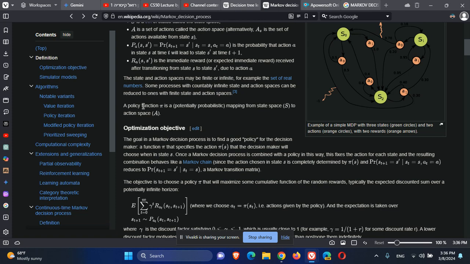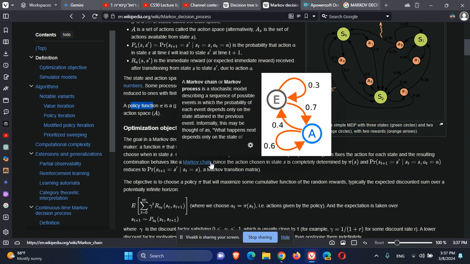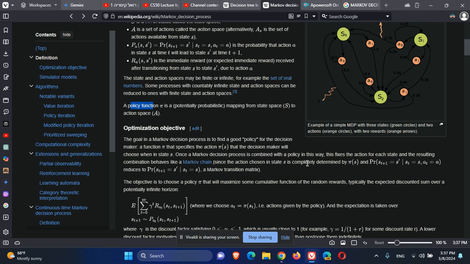The function pi, which is our policy function, satisfies that the action pi(s) is what the decision maker will choose when in state s. Once the Markov decision process is combined with a policy in this way, this fixes the action for each state and the resulting combination behaves like a Markov chain, as we discussed. Since the action chosen in each state is completely determined by pi(s), the probability of moving to the next state, given the action, reduces to the probability of the next state given the current one, a Markov transition matrix. Basically, once we have a policy, we've already decided where to go, and then it behaves like a Markov chain, because we've already decided in which state where to go. I know pi(s), meaning for each state I know where I'm supposed to go.